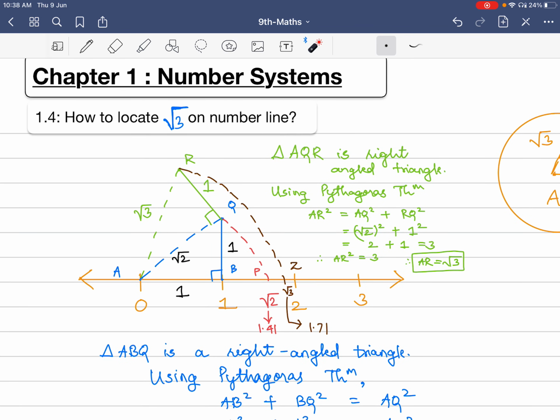Every time you have to locate an irrational number on the number line, the basic thing you have to do is get a right angle triangle with the hypotenuse as that value, root 3, root 2. Tomorrow they'll ask you to locate root 5 on the number line. So again the same concept has to be applied, and you complete this circle and find the point which is on the number line.